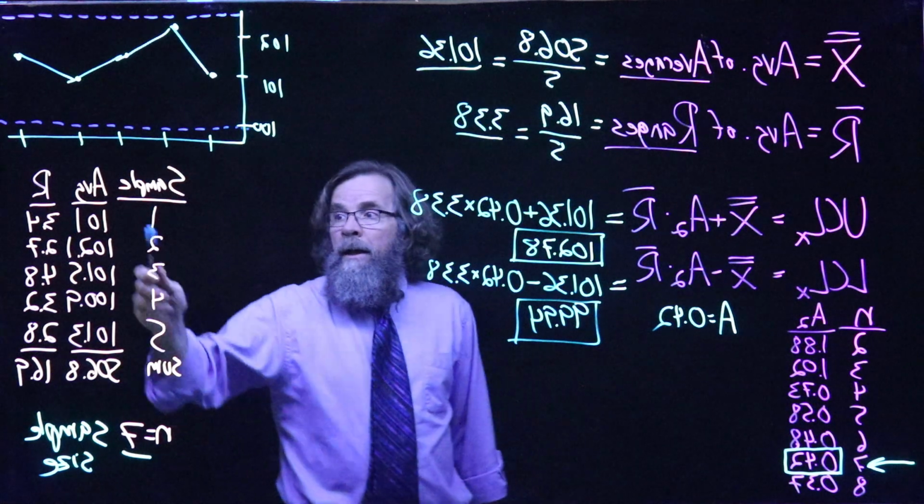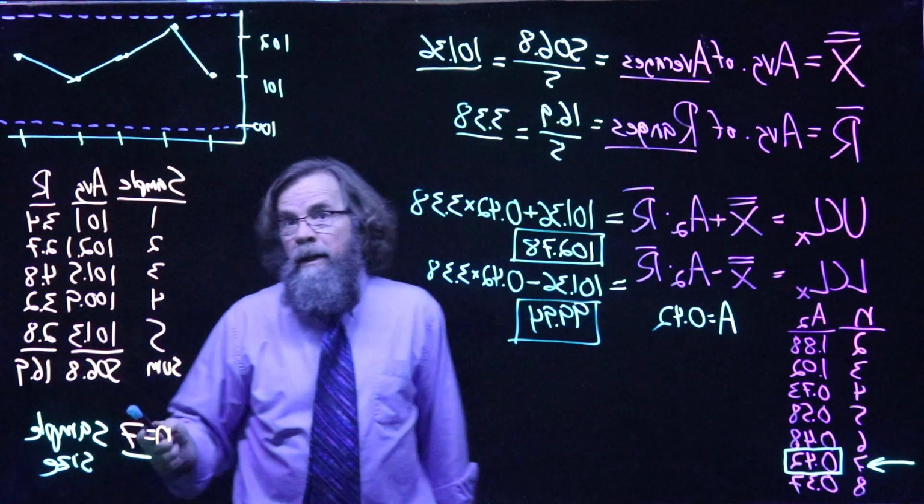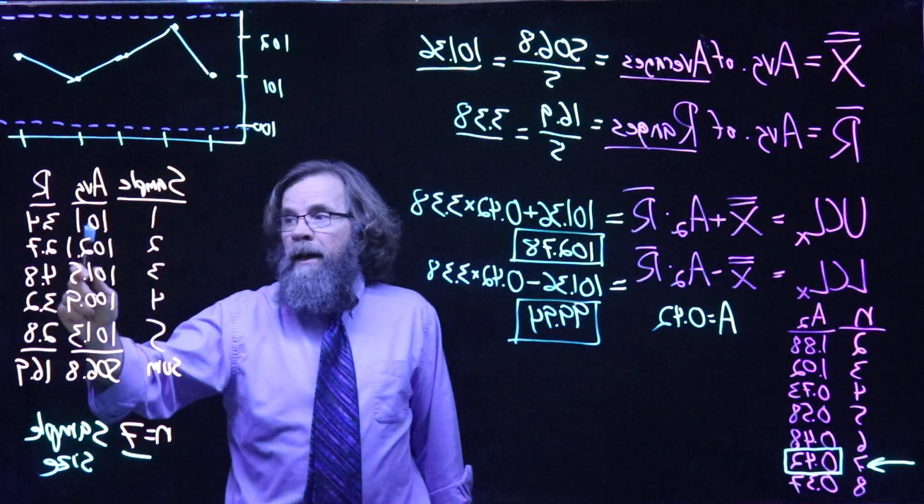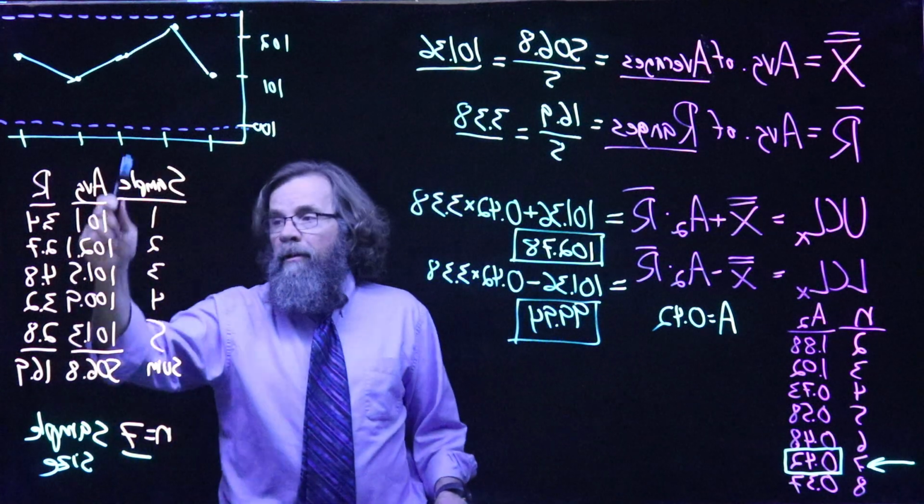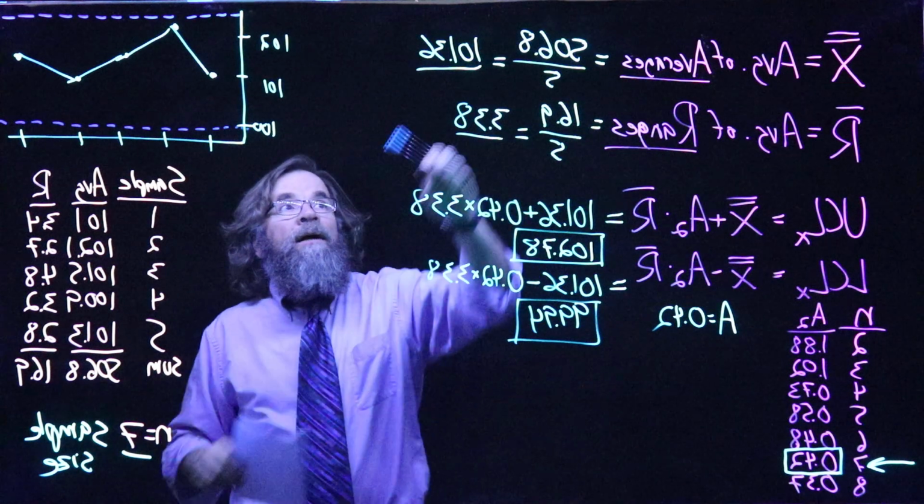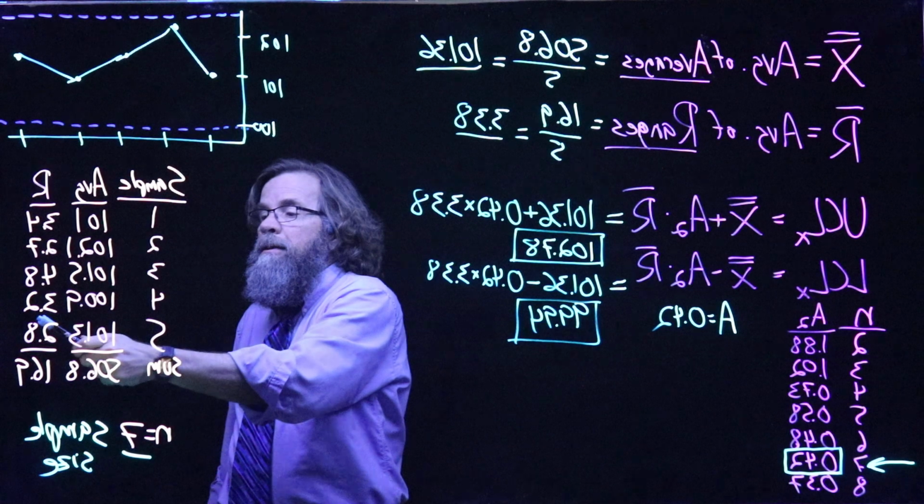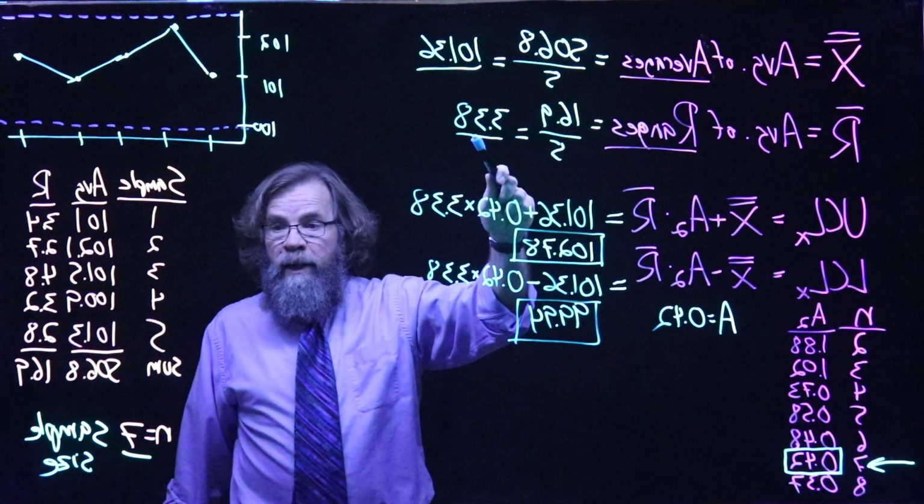So to summarize, every day we collected data. In this case, our data sample size was 7. And so we have the average of each period. We averaged those to get X double bar. Then we calculated a range each day. To get the R bar value, we took the average of the ranges.